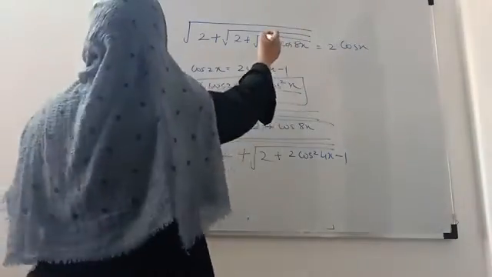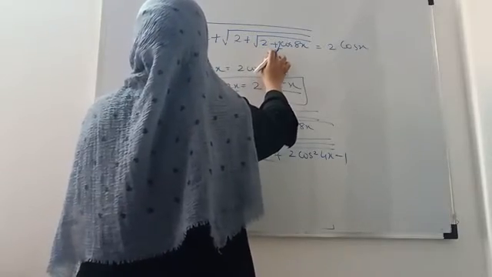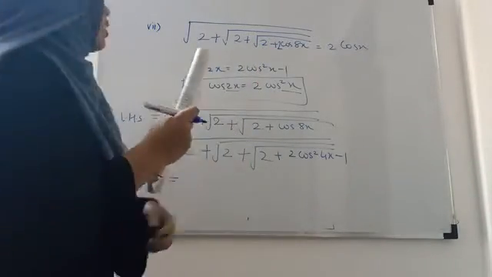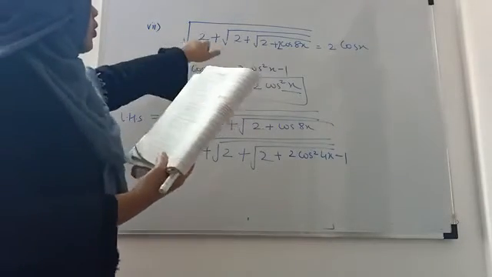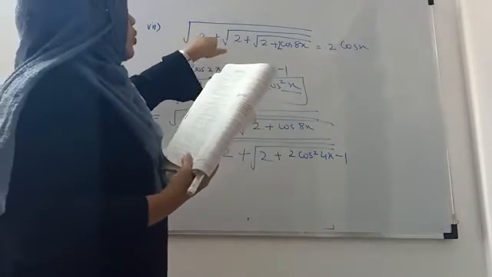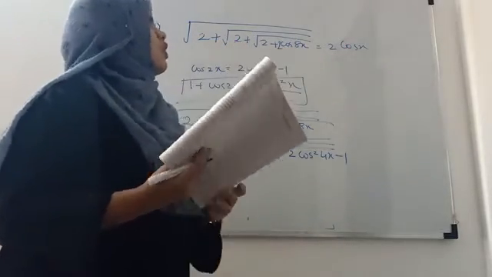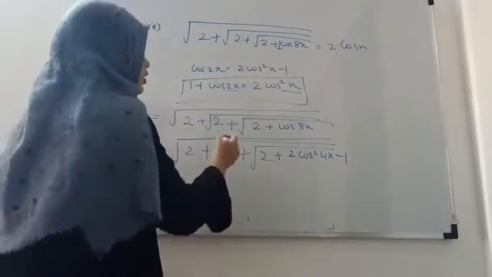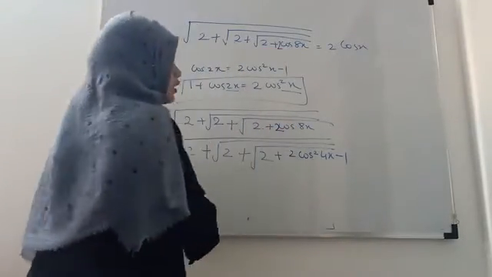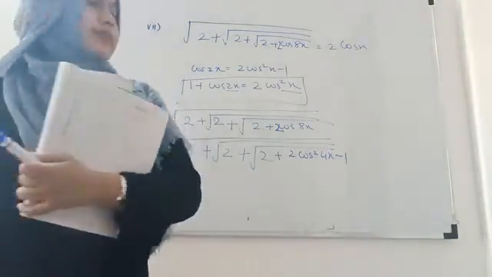See here in the question 1 2 is also there. 2 plus 2 cos 8x. Okay, so here also there is a printing mistake in your textbook. Root 2 plus under 2 plus root 2 plus 2 cos 8x is there. Okay, there is a printing mistake. Please make a correction. So here also there is a 2 plus 2 cos 8x is there.